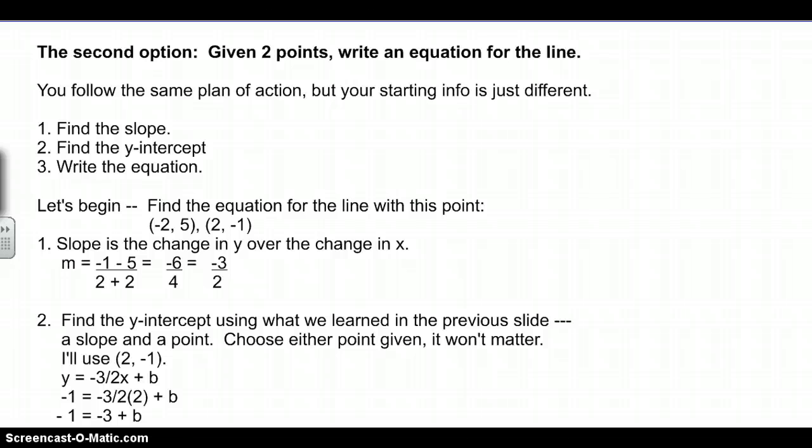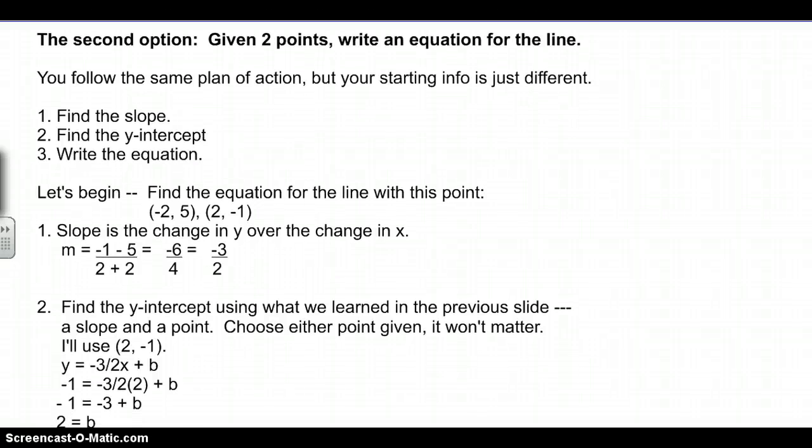In step 2, you have to find the y-intercept using what we learned in the previous slide, a slope and a point. You have the slope, and you have 2 points as options here. You can choose either point. It doesn't matter. You'll get exactly the same answer for b. I usually look at the numbers and find what's easier. If there aren't negatives on one of the coordinates, I usually use the positive values that way. In this case, it looks like the simpler point to me would be 2, -1. I won't have to fool with a 5. So that's what I'm going to use.